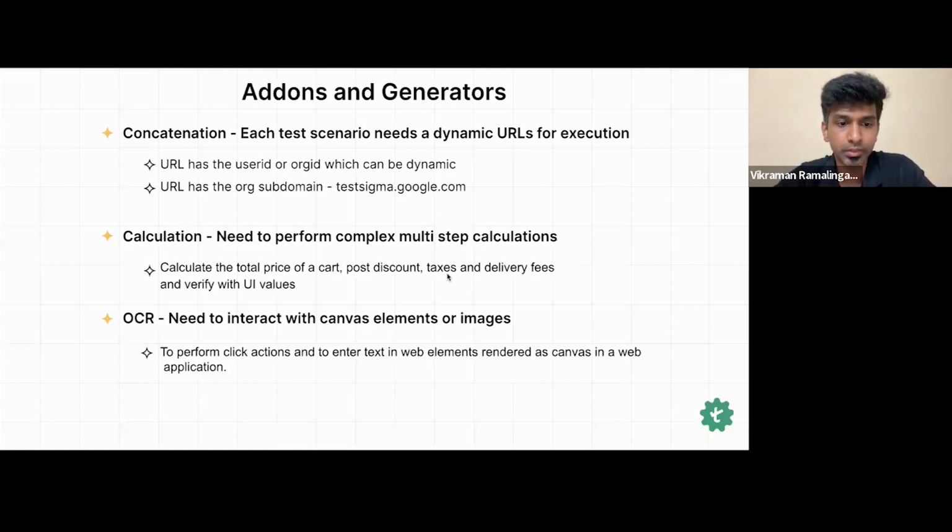So what is OCR? OCR is an optical character recognition algorithm using which you will be able to extract text from an image. So in Testsigma, we have implemented this OCR feature as an add-on, and using that, you will be able to extract text from an image or a web element and also from a web page. Now let's look at a scenario where we can use this OCR feature.